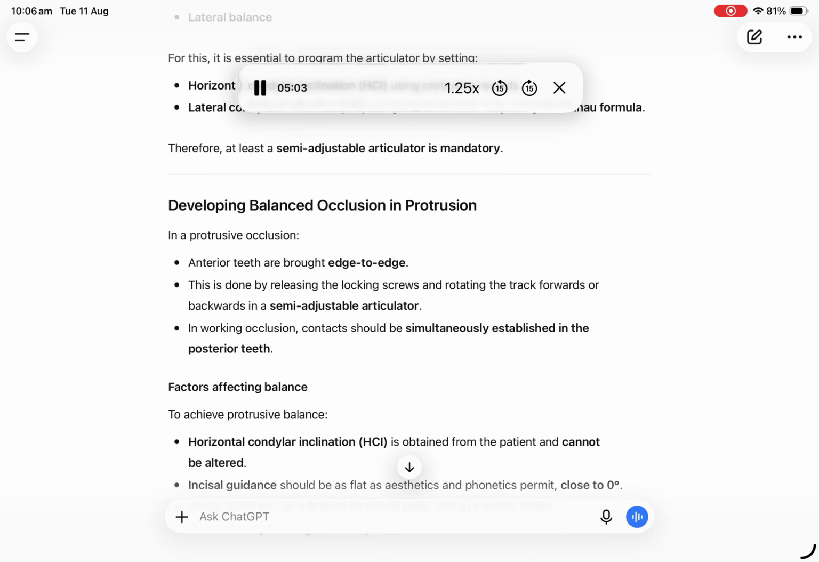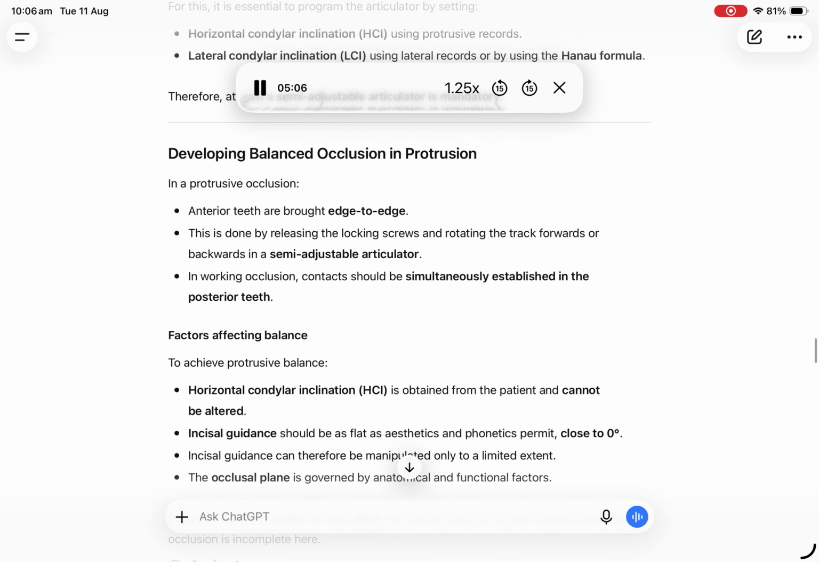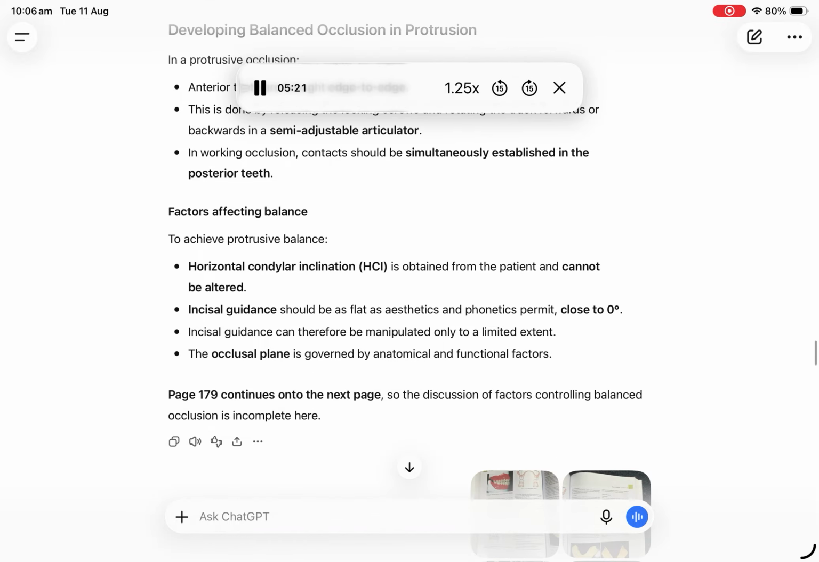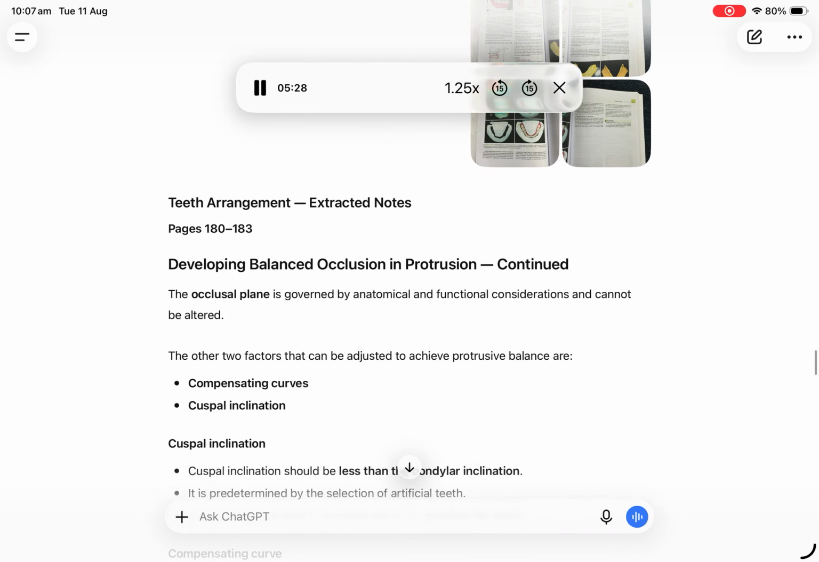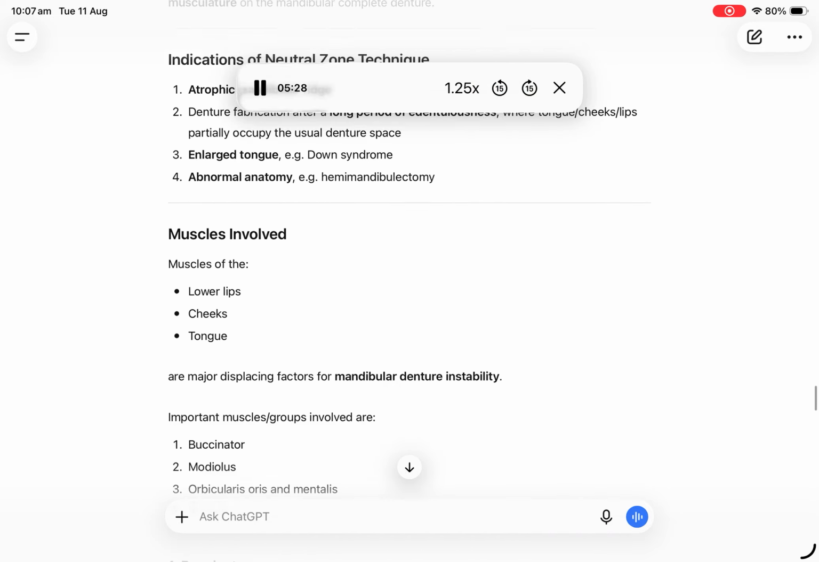Factors affecting balance. To achieve protrusive balance, horizontal condylar inclination, HCI, is obtained from the patient and cannot be altered. Incisal guidance should be as flat as aesthetics and phonetics permit, close to 0 degrees. Incisal guidance can therefore be manipulated only to a limited extent. The occlusal plane is governed by anatomical and functional factors. Page 179 continues on to the next page, so the discussion of factors controlling balanced occlusion is incomplete here.